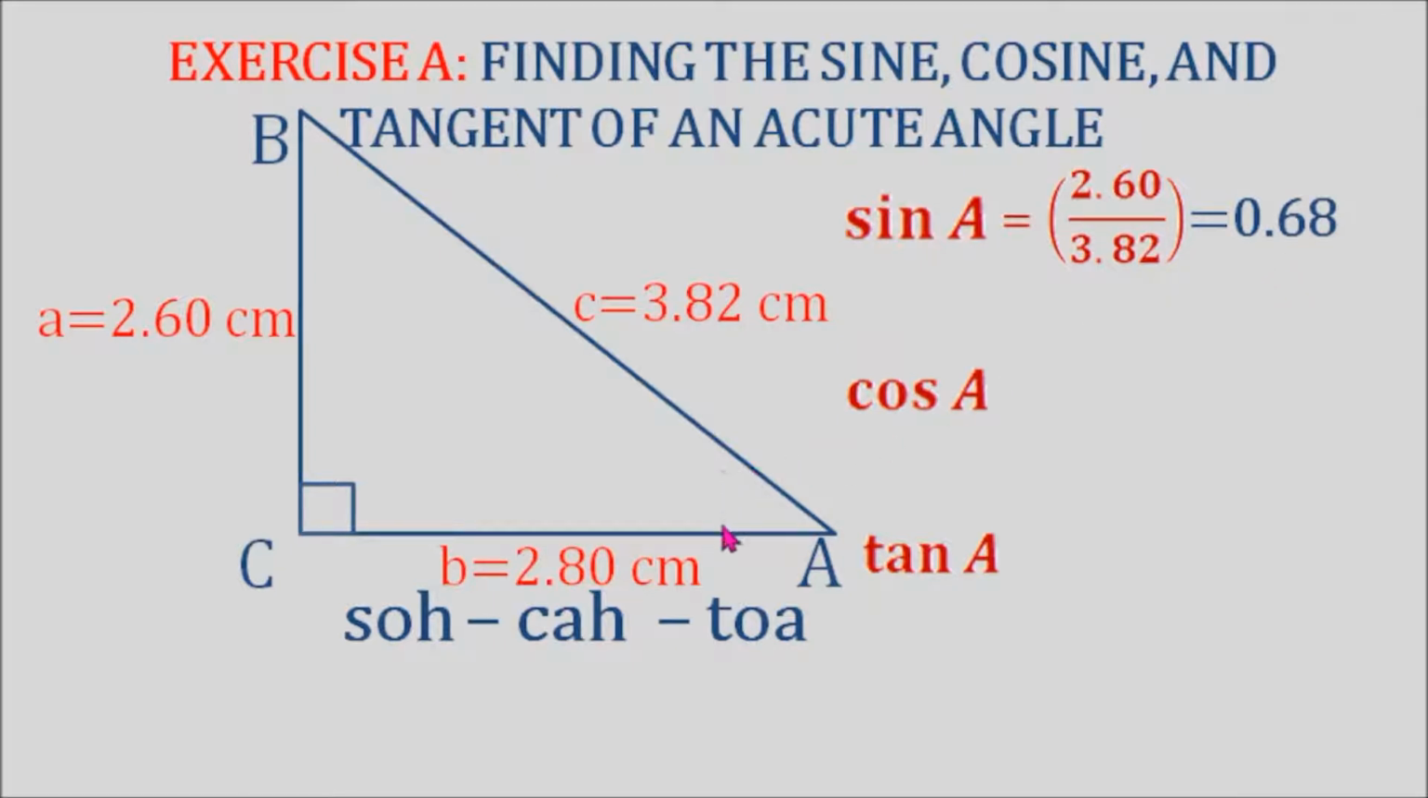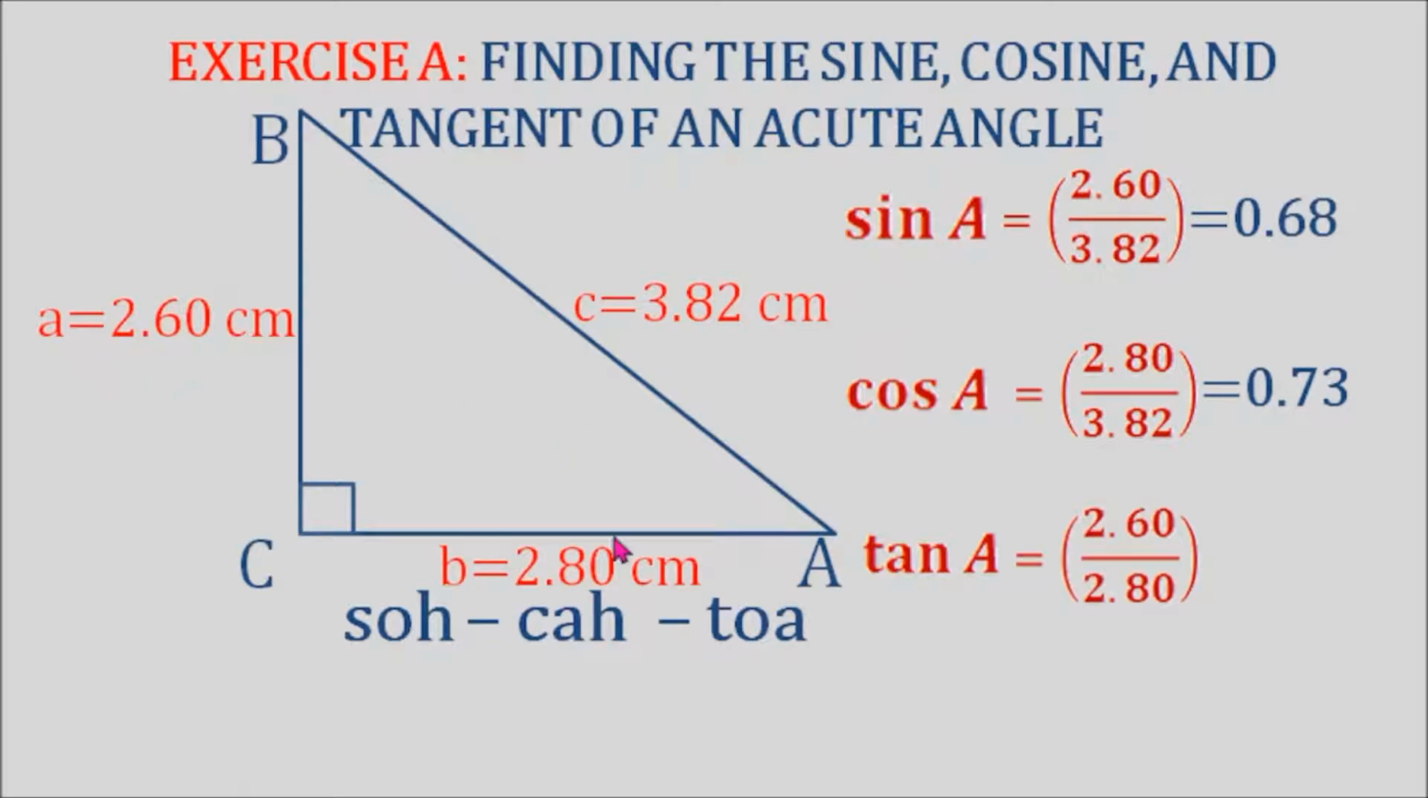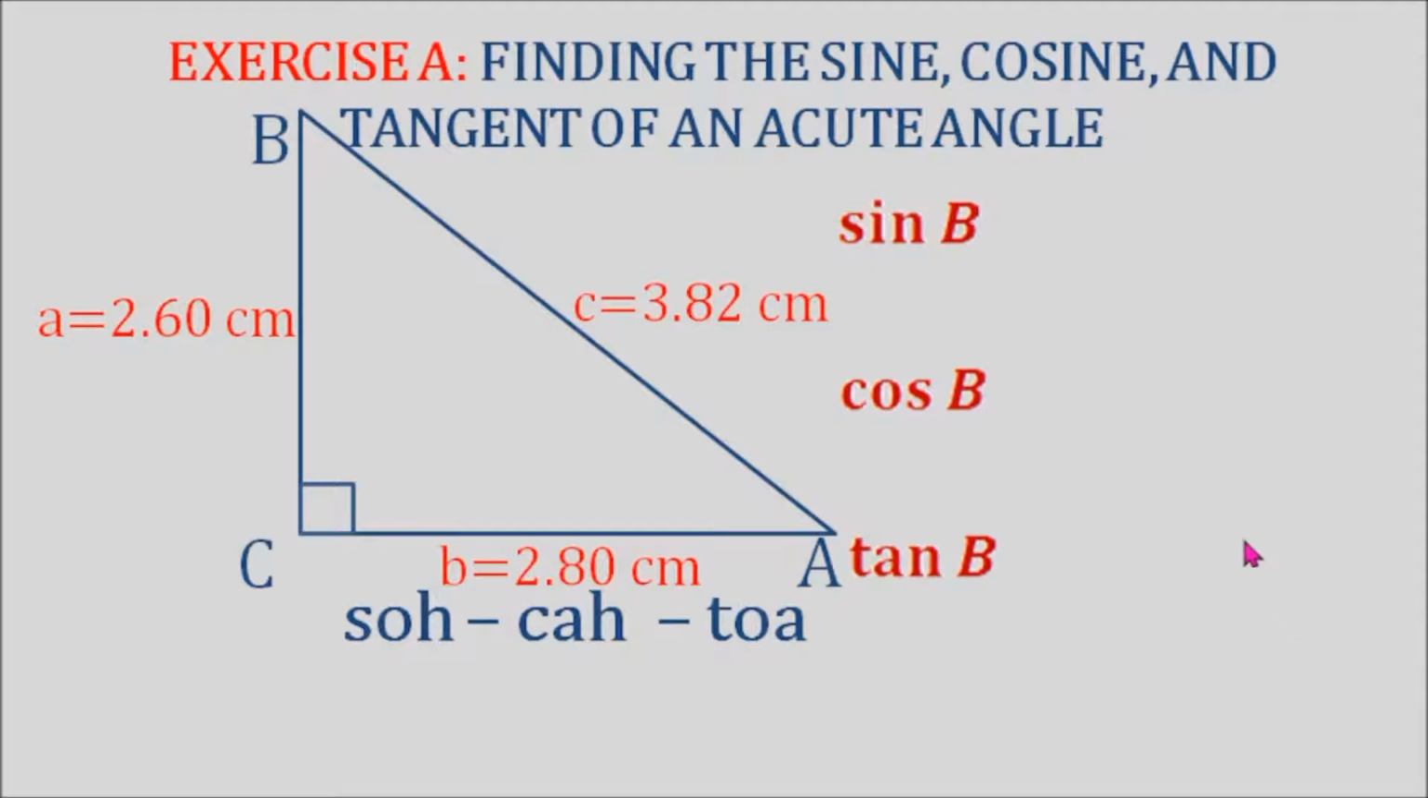How about cosine A? Cosine A is the ratio of the adjacent side and the hypotenuse. That means 2.80 divided by 3.82, and that is equal to 0.73. How about tan A? Tan A is the ratio of the opposite side and the adjacent side. That means 2.60 divided by 2.80, and that is equal to 0.93.